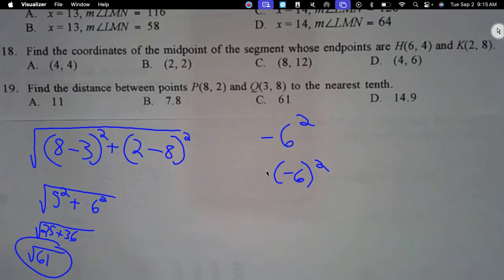Notice 61 is up there. That is not the answer. The square root of 61 and 61 are two totally different numbers. What is the square root of 61? 7.8. Okay, so B is your answer.